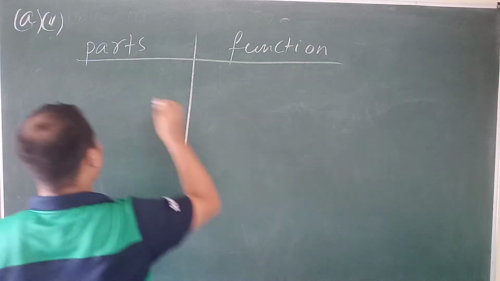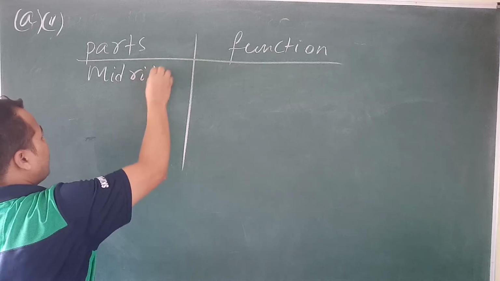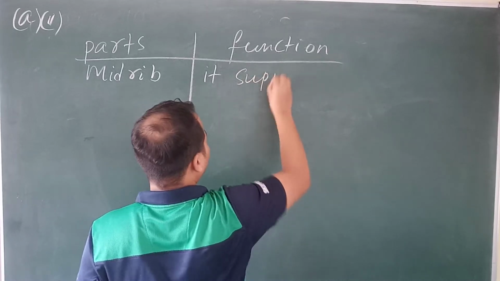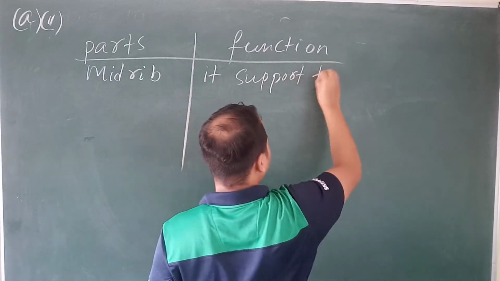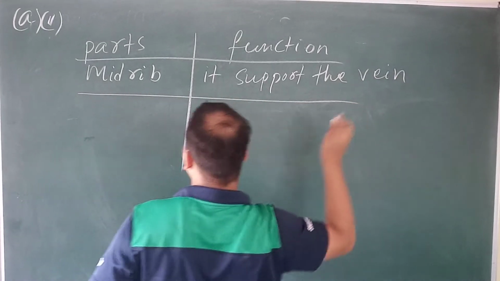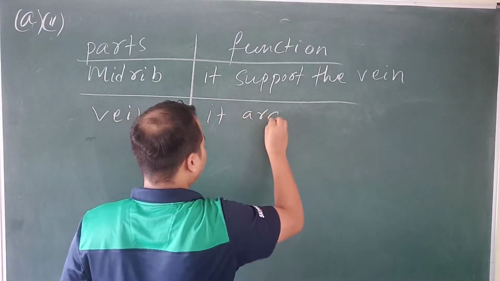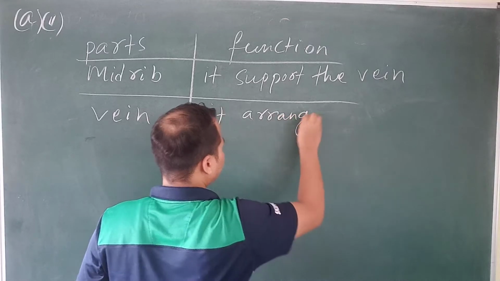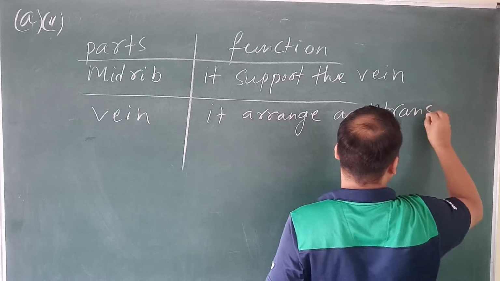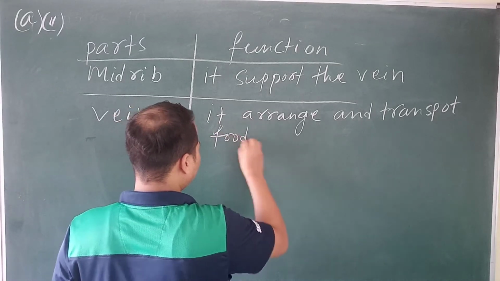First, what is the midrib? It supports the vein. Then come to the vein. It transports. Transport means to travel or provide. It transports food and minerals.